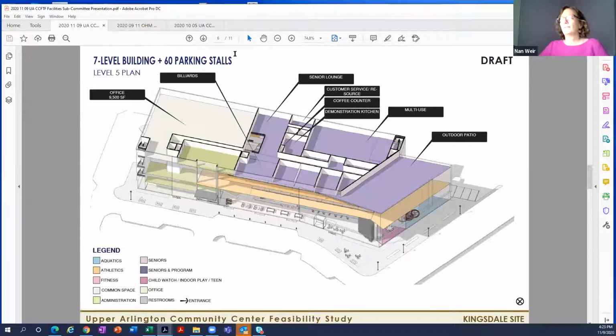So are there any other questions on the floor plans? I have another quick question. You call it the Monumental Stairs? How many floors up does that go?